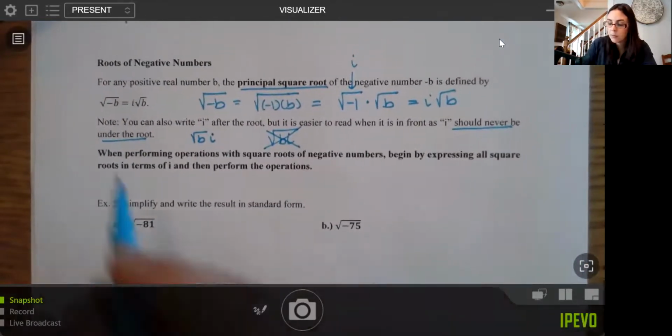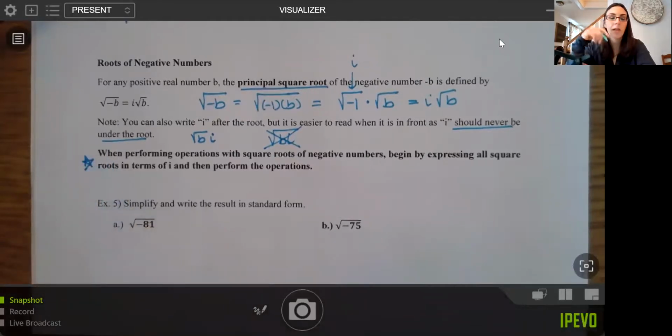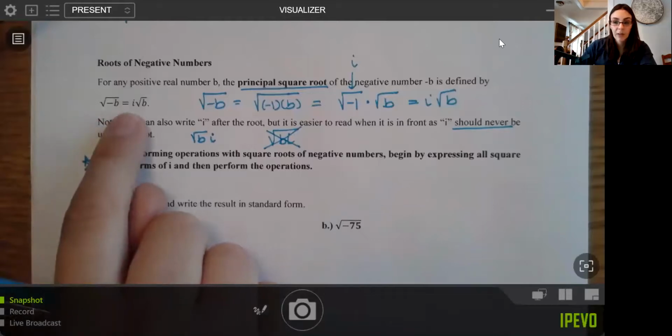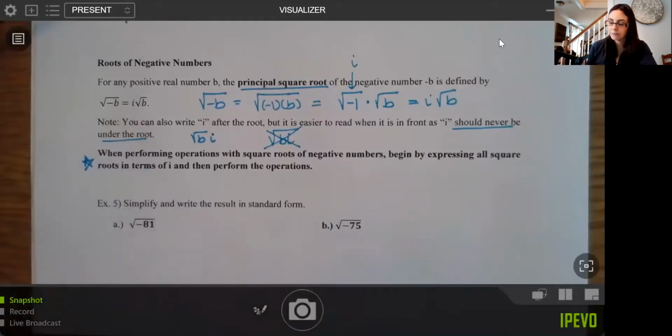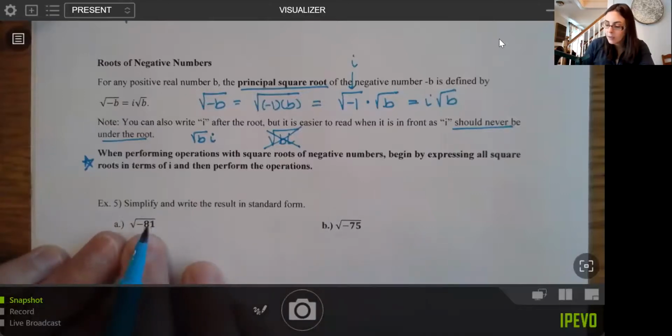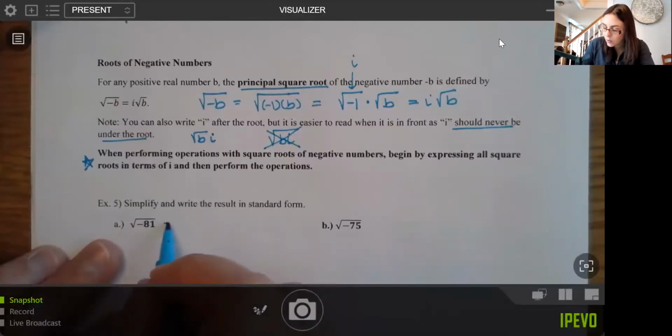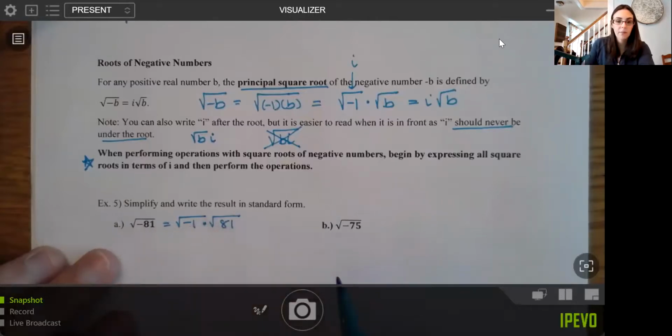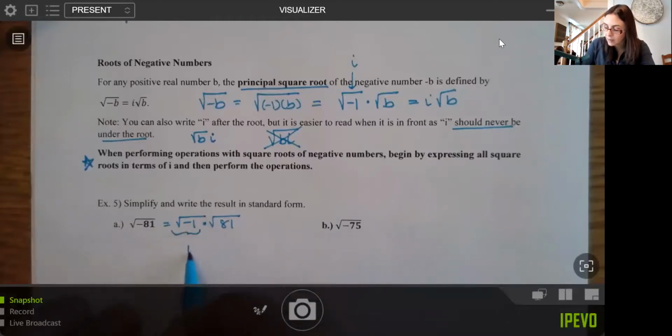The other thing I want to note here, which is important to get the right answer, is that when you're performing operations with square roots of negative numbers, the first thing you want to do before you start multiplying or adding or doing anything like that is express those square roots in terms of i. So make everything using the principal square root first, and then you can start operations. For instance, for this one, I have that negative 81. If it helps you, this is the square root of negative 1 times the square root of 81, right? And this piece here is that i. So this becomes i root 81. Anytime you see a negative, you can just bring it outside as an i.